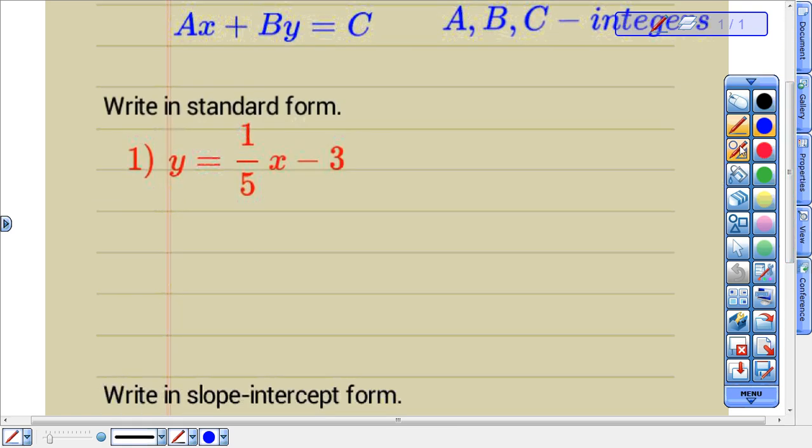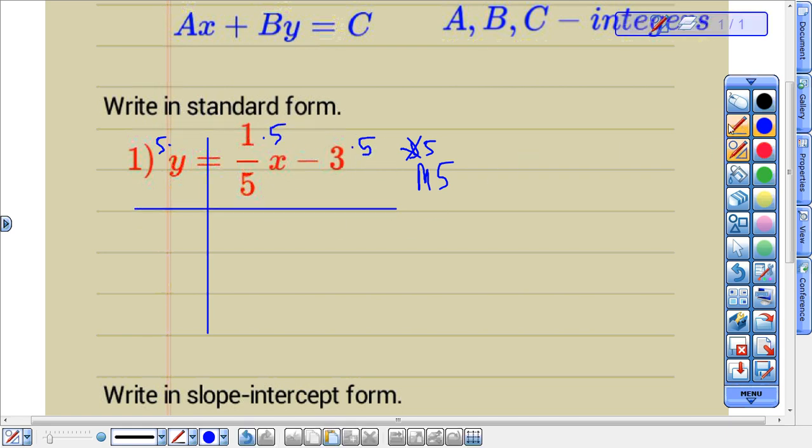For our first example, we have y equals 1/5 of x minus 3. We can do this in two different ways. One way is to get rid of the fraction. The fraction means dividing by 5. The inverse operation is multiplying by 5. So we're going to multiply every single term by 5. By multiplication, our new equation is going to look like 5y equals 1 times 5 is 5, divided by 5 will be 1x, minus 3 times 5 will be 15.